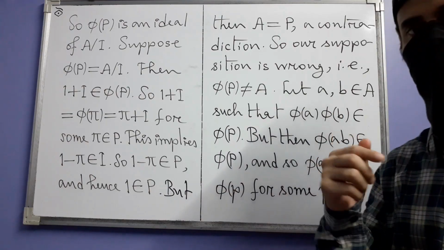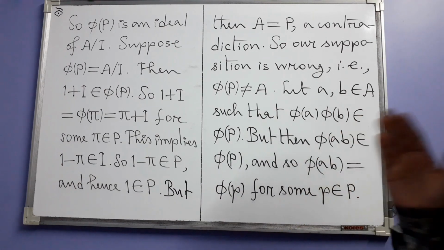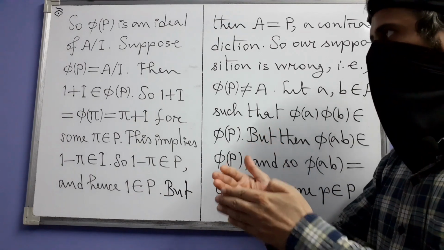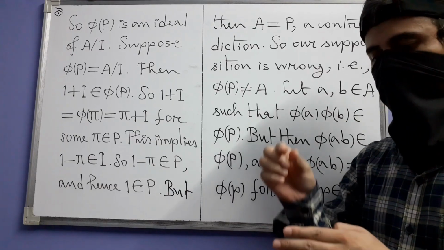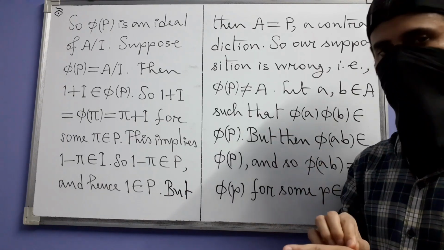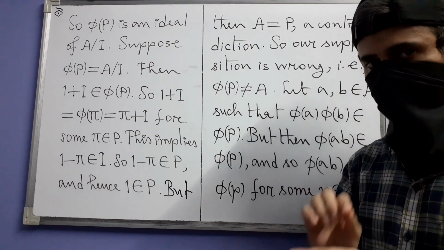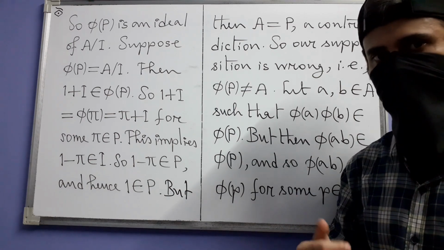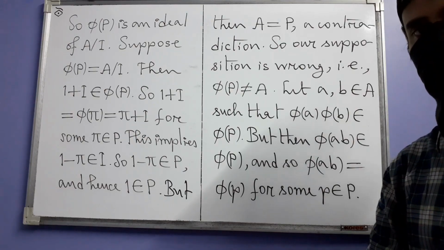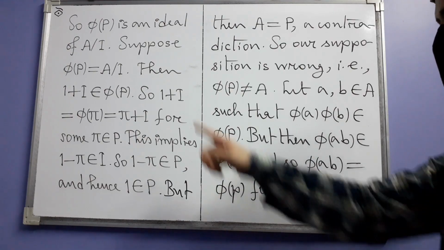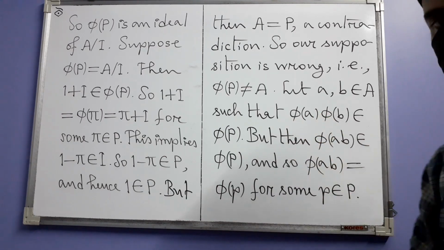Now we can go for the condition for primality, which is this. If you take any two elements from this ring such that their product belongs to phi of P, and then at least one of them belongs to phi of P, if you can show this, then phi of P would be a prime ideal of A slash I. So any two elements of A slash I means what? Those elements are going to be phi of something.